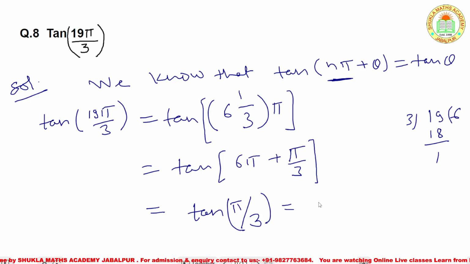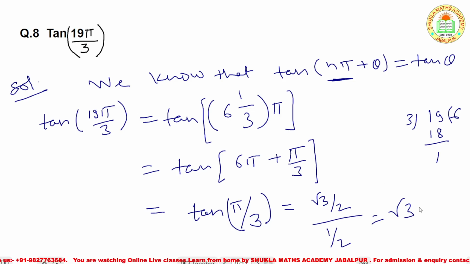And tan 60 is sine 60 upon cos 60. So sine 60 is root 3 by 2 and cos 60 is 1 by 2. So the 2s cancel, it is root 3. And you can also write down the direct value of tan 60, that is root 3. So root 3 is the value of tan 19 pi by 3.